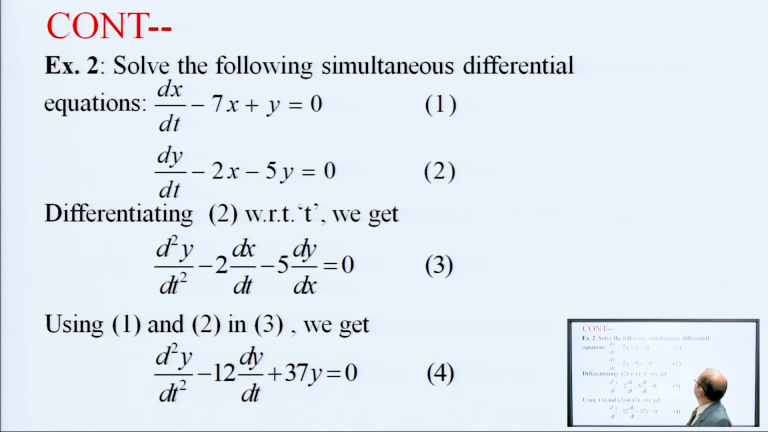Solve the following differential equations: dx by dt minus 7x plus y is equal to 0 and dy by dt minus 2x minus 5y is equal to 0. Differentiating 2 with respect to t, we get d2y by dt square minus 2 dx by dt minus 5 dy by dt, it is dy by dt, not dy by dx.